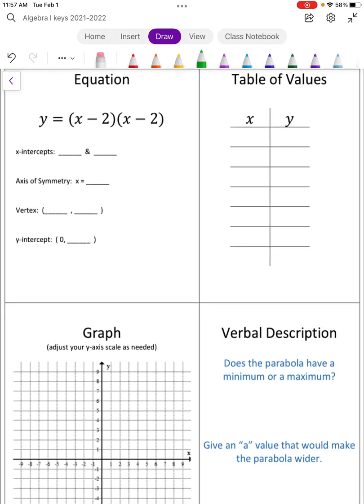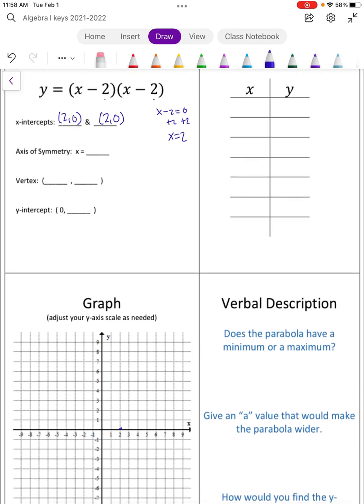So this first one, they gave us the equation: y equals (x minus 2) times (x minus 2). Notice that we have a double root here, because they are both subtracting 2. So that means our x-intercepts are both 2. Again, remember we get these by setting our factors equal to 0 and solving for x.